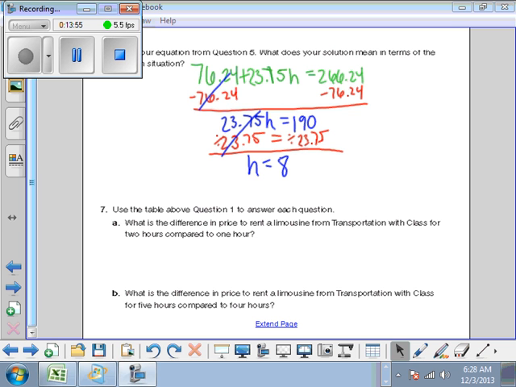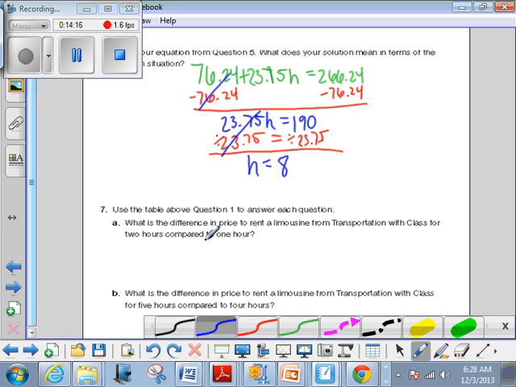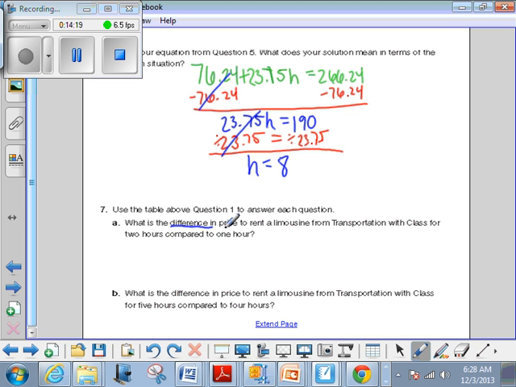So now we're going to be looking at that other column to talk about limousine transportation with class and such. So again, they're asking us to find the difference in price to rent a limousine from transportation with class for 2 hours compared to 1. So go ahead and pause the video and work through parts A through D on number 7, and I will review C and D with you next.